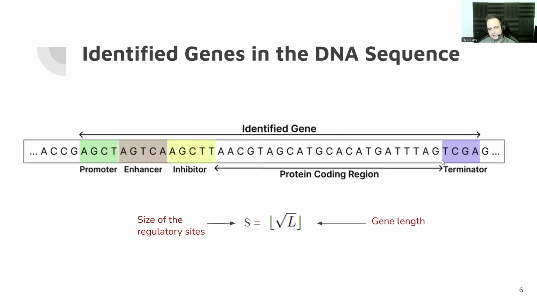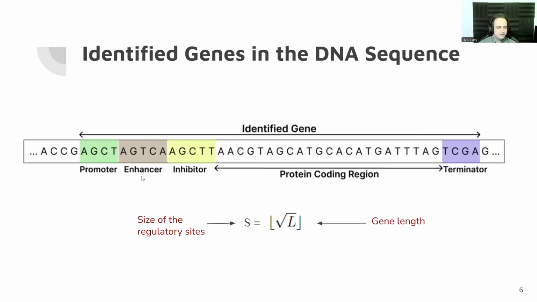And then we keep searching for a terminator sequence, which is also fixed in our system. Once we have found that, and it has at least some sites in between, so it has a small limit, a minimum size, then we can go on and identify different regulatory sites of that gene. Everything that comes between the promoter and the terminator is basically the length of the gene in our case.